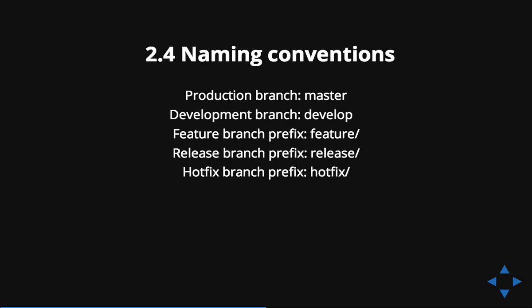I almost only use SourceTree, and that's already embedded into SourceTree. You have a big button with this Git Flow, and the production branch is always master. So the production or live branch is always master. The development branch is always develop. A feature branch will always have a prefix of feature, release, etc.